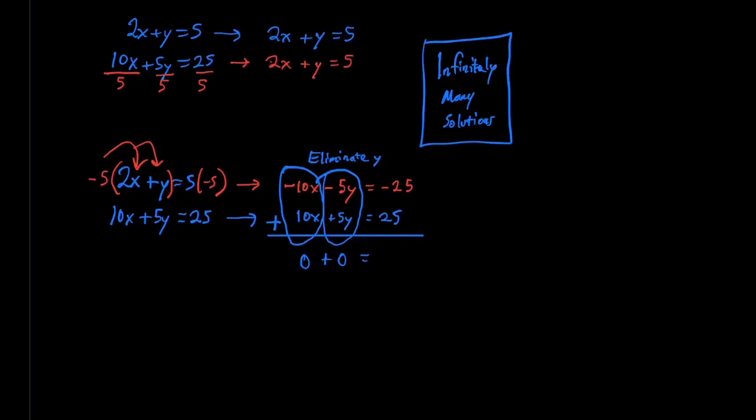And on the right side, these will cancel each other out. So 0 equals 0. This is the other way that you can see that we have infinitely many solutions. Basically, there's nothing that makes these different from each other. And that's why they're the same line with infinitely many solutions. And remember, you could always do this with substitution as well.